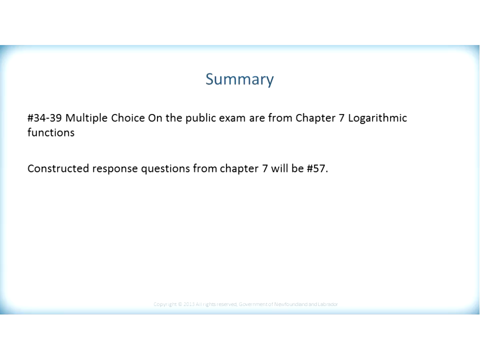So on the public exam, multiple choice numbers 34 to 39 will be from chapter 7. Sorry, that should be chapter 8, sinusoidal functions. And the constructed response item from chapter 8 will be number 58. In that case, we had a straightforward graph here. We could also be given an equation and asked for all those characteristics, amplitude and range. And we could also be given a word problem and asked for certain characteristics.